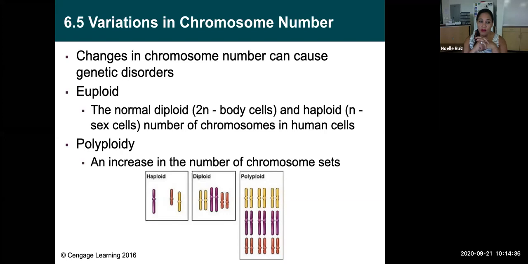And there's a condition called polyploidy, which is an increase in the number of chromosome sets. So in the picture, if the haploid number is 3, the diploid number is 6. If the offspring turns out to have polyploidy, they have multiple sets. This is rare.